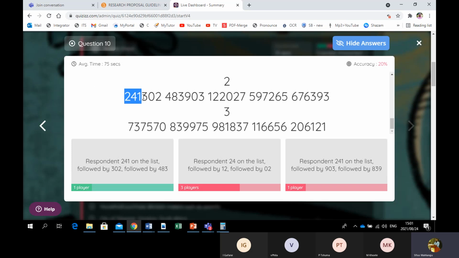So respondent number 241 is the first respondent, like you see there, followed by the next one, 302, because 302 is also on the list. The next one, 483, is also on the list. So hence this answer was correct. Respondent number 903 will not be on the list, so we're going to skip that number and take the next respondent to be 122 on the list.